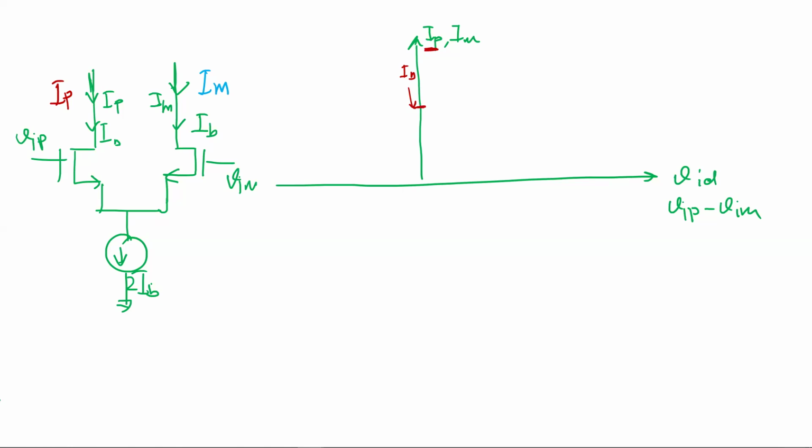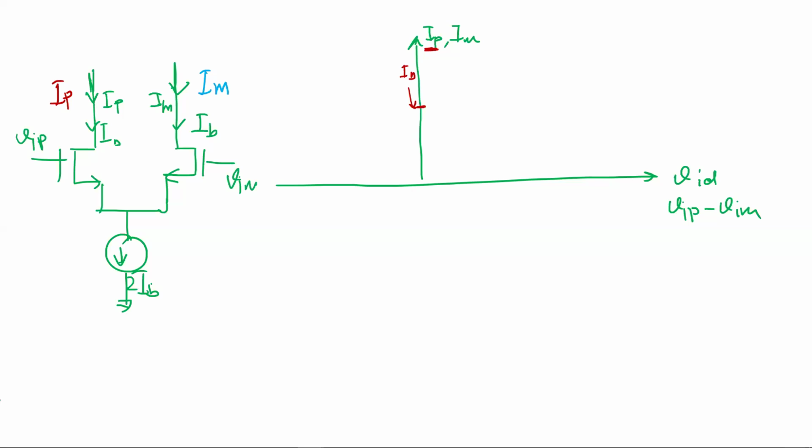Now let's say I start increasing VIP in this direction, and VIM in the other direction. The current will be more in this branch and less in this branch, right? So for example, let's say I add a delta V here and minus delta V over here, then whatever current gets added here, that same current will get subtracted here. Because, if you look at it small signal wise, delta V by 2 times GM will flow in this direction. Delta V by 2 GM will get subtracted from here because the total current still has to be IB, correct?